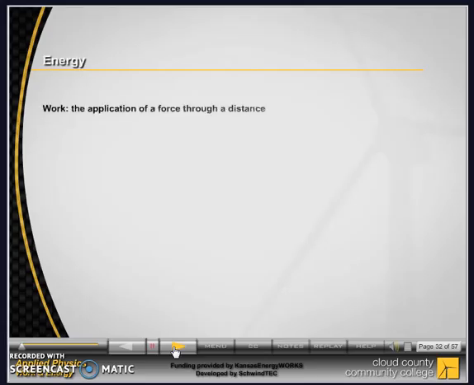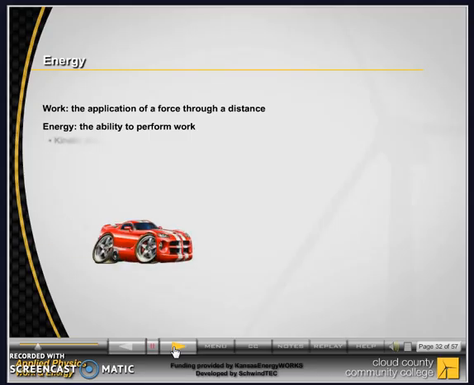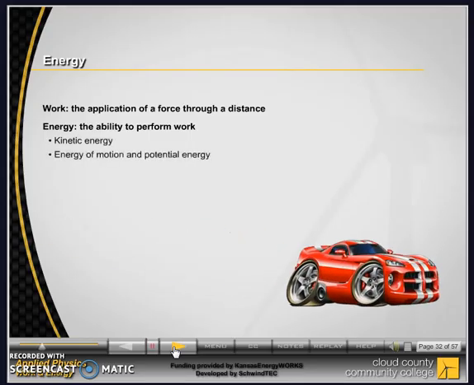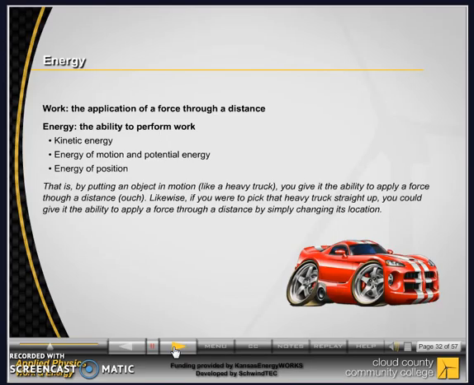Work is defined by the application of a force through a distance. Energy is defined to be the ability to perform work. There are a few types of energy that we will focus on initially: kinetic energy, energy of motion, and potential energy, energy of position. That is, by putting an object in motion, like a heavy truck, you give it the ability to apply a force through a distance. Likewise, if you were to pick that heavy truck straight up, you could give it the ability to apply a force through a distance by simply changing its location. We will discuss potential energy in greater detail in the next lesson.